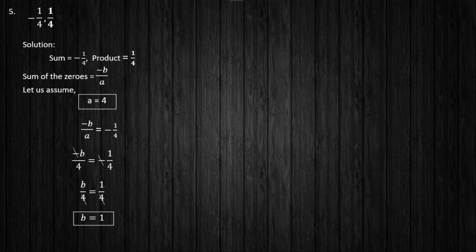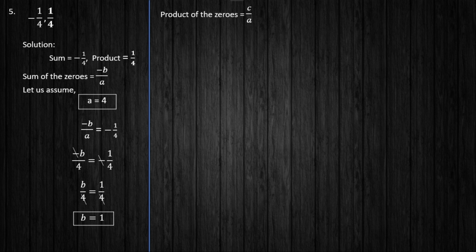After obtaining a and b, we need to find out the value for c by writing the formula for the product of the zeros, that is c by a. Since the product is given as 1 by 4, we need to equate c by a to 1 by 4, where the value for a is assumed as 4. So substitute 4 in the place of a. So the equation becomes c by 4 is equal to 1 by 4. Here 4 and 4 cancel each other. So the value for c is equal to 1. So we got a is equal to 4, b is equal to 1 and c is equal to 1.